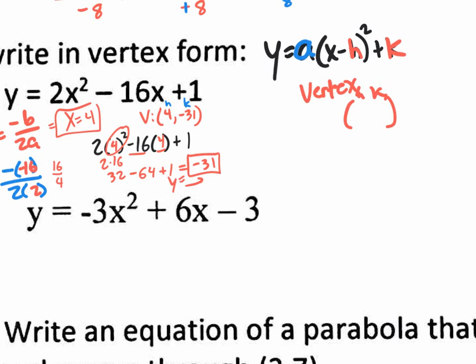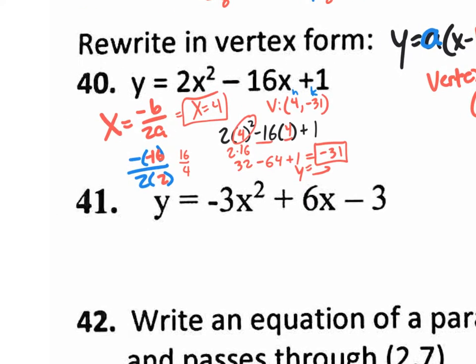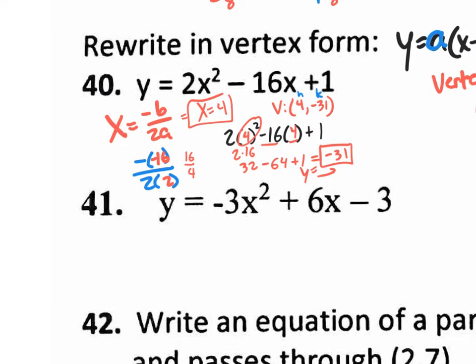And all we need left to write in vertex form is an a value. And remember, the a value is simply the number in front, right? So this is the a value of our standard form trinomial, ax squared plus bx plus c. So the a value is 2. And we know that the h value is 4, and the k value is negative 31.